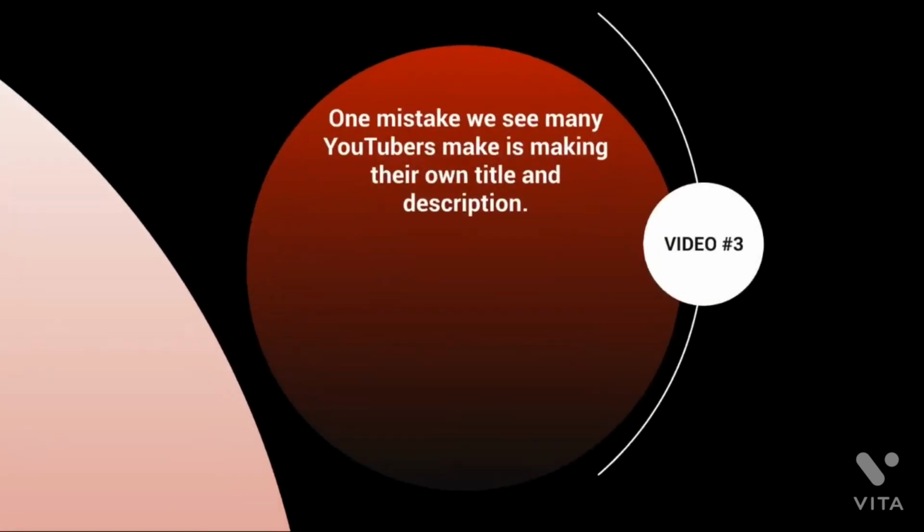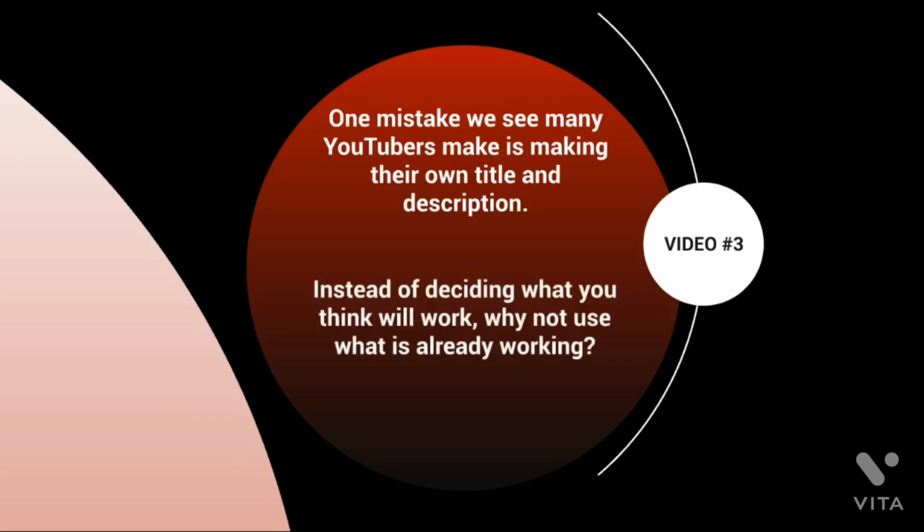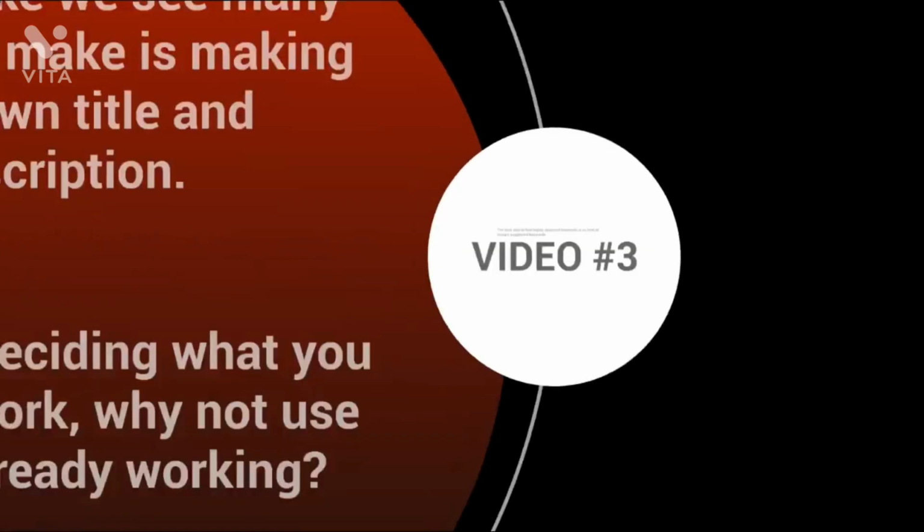So one mistake that we see that many YouTubers make is simply making their own title and description. I mean, it's natural, right? But instead of deciding what you think will work, why not use what is already working and do some simple keyword research that's not going to take a lot of time, and this way you'll have the right information that will help you rank on the right keywords.